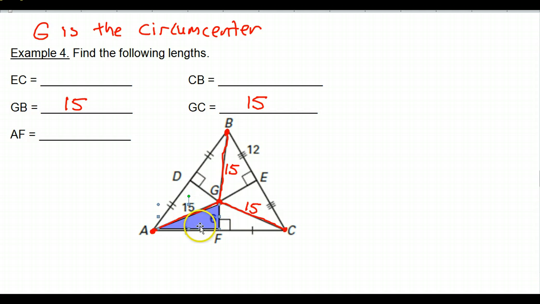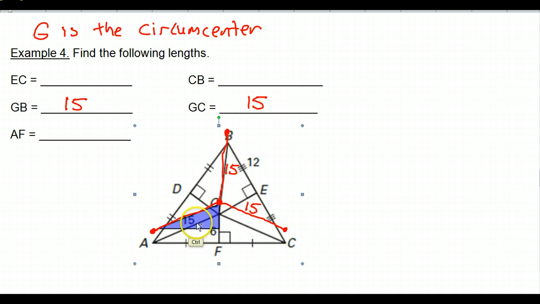So looking at this blue triangle, notice that we have 2 sides of this triangle given. Notice that it's a right triangle. You can tell because of the box right here. So we have a right triangle, we have 2 sides given, so we should be able to find the 3rd side, which is AF. So let's do that. Just to make it easier to see, whoops, I moved the wrong thing.